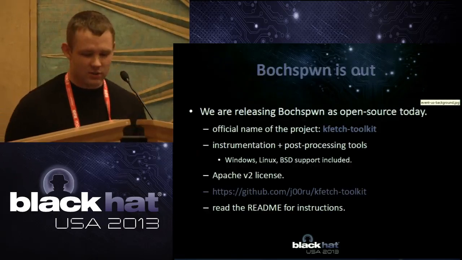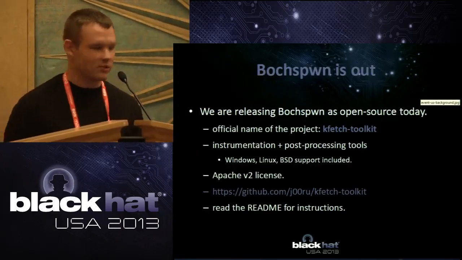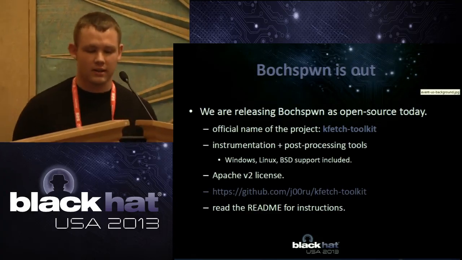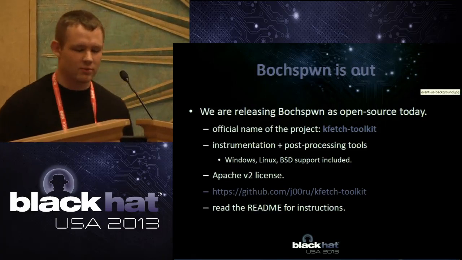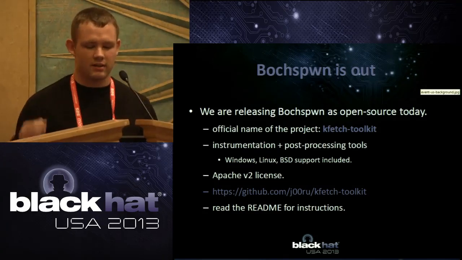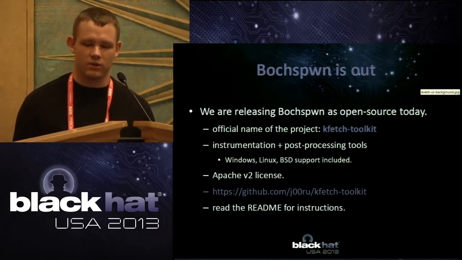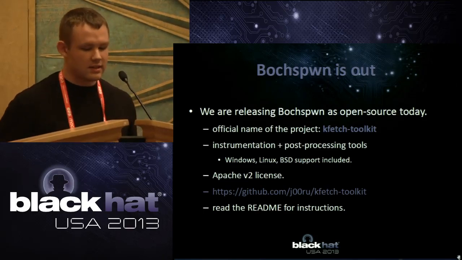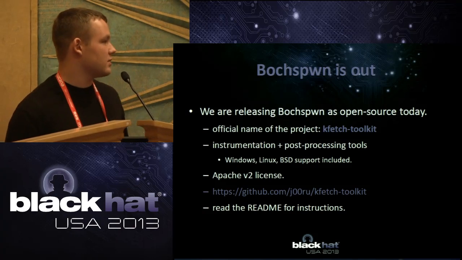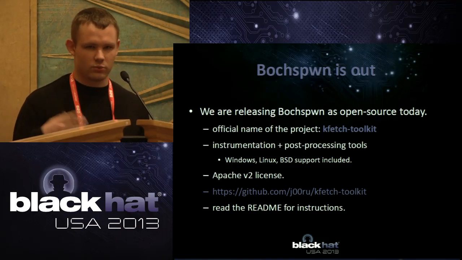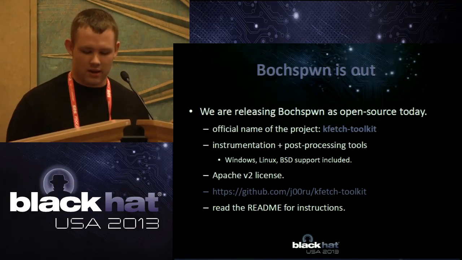Anyway, so the conclusions are, first of all, the most important part, I think, is that we are releasing Bochspwn as open source today. The new name of the open source project is KFetch Toolkit, and we are releasing the instrumentation part and the post-processing part, so basically everything that we used to discover all of those vulnerabilities that I talked about today. Yeah, this is on the Apache v2 license. You have the link here so you can check out the project on GitHub and just refer to the README for instructions on how to compile and how to use it. There's also a 22-page document on how to use it.